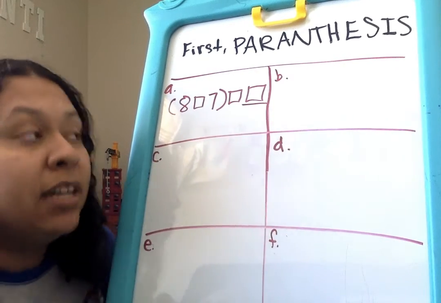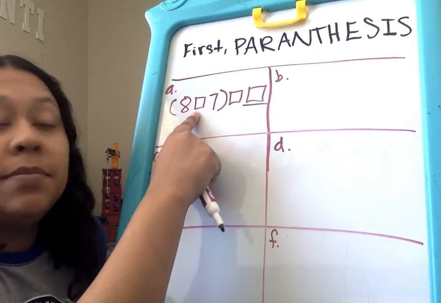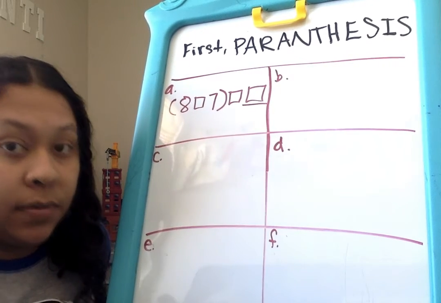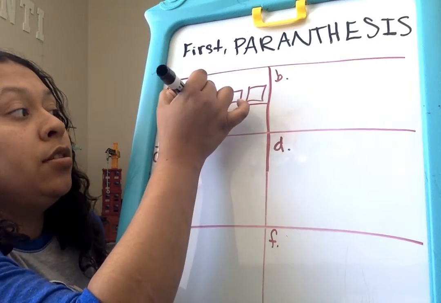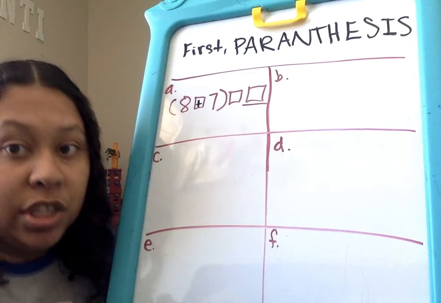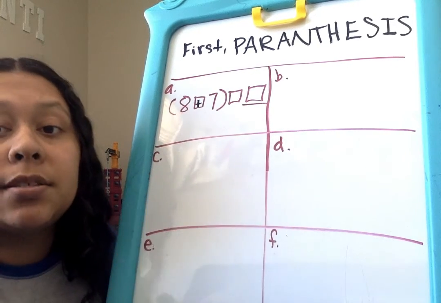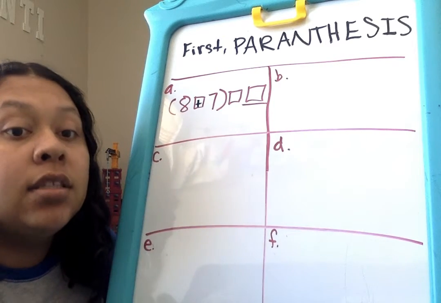So the sum of 8 and 7. That means 8 and 7 need to make a sum. Sum, if you remember, means to add. It's the answer of an addition problem. So you would put that addition sign on your keyboard into that blank box. So we have the sum of 8 and 7 doubled.